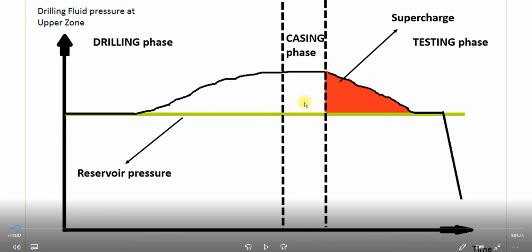And the last question that I have is about the supercharge in conventional wells. Let's say we have a conventional well here in the south of Iraq. Is the only solution for this problem to run the casing, or are there any solutions or methods we can deal with? So that's all I have. Thank you. Okay, thank you.